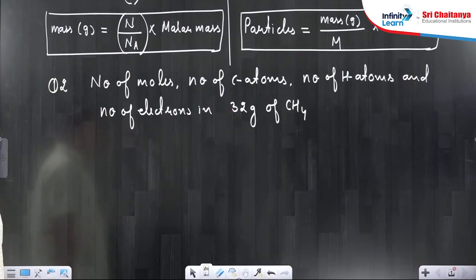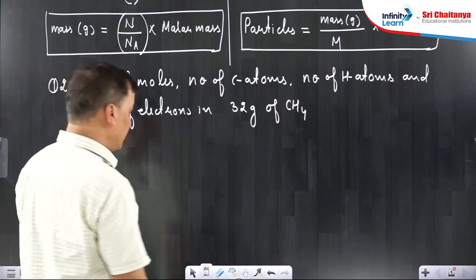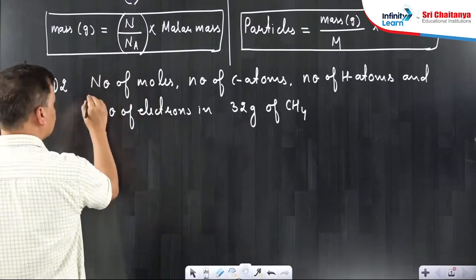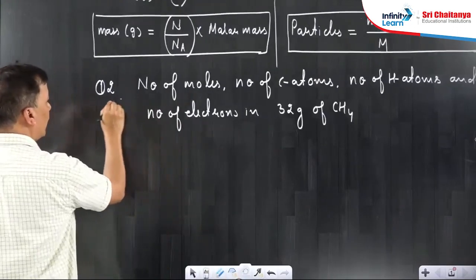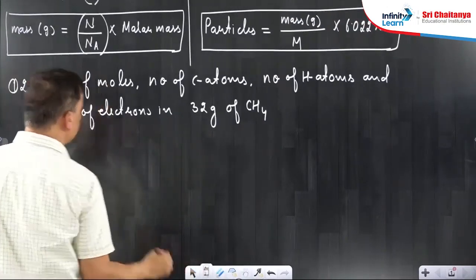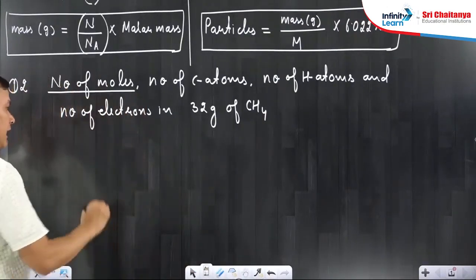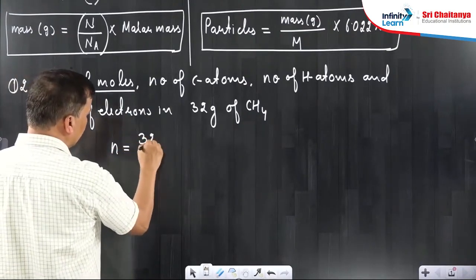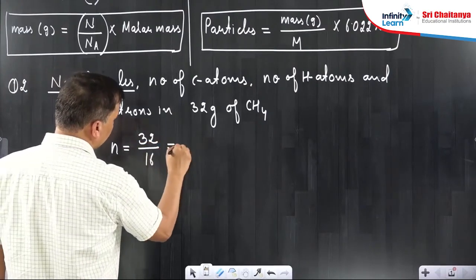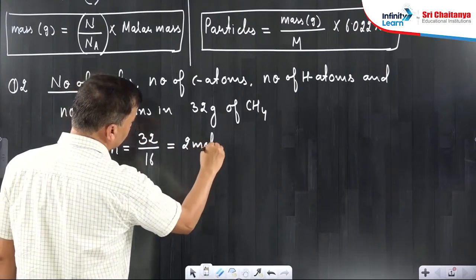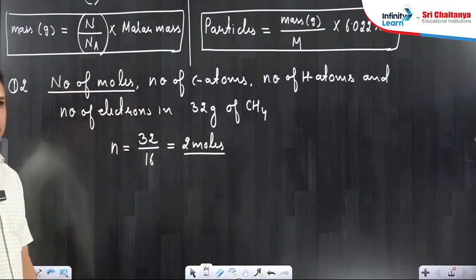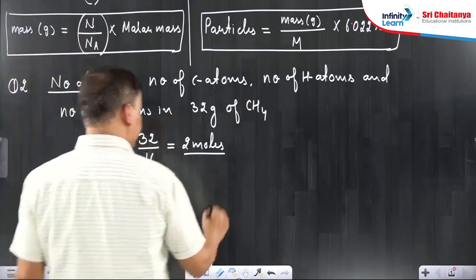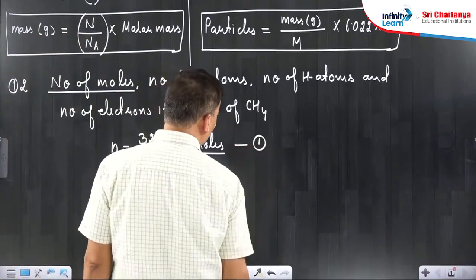So dear student, first of all, what are we given? We are given the mass. We have to find the number of moles. The number of moles is equal to the given mass 32 upon 16, that is equal to how many moles? There are 2 moles.